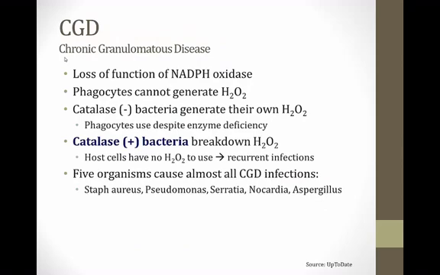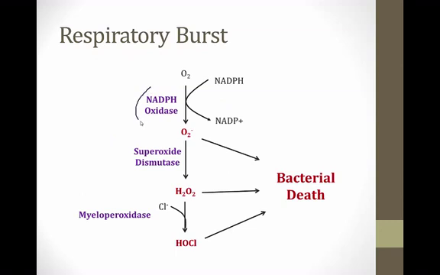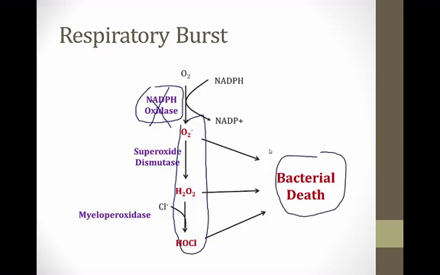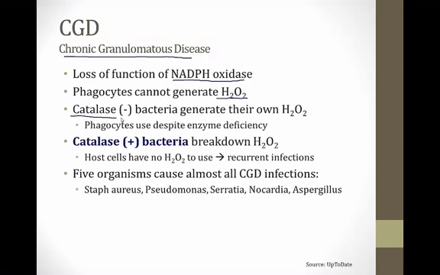There is an important clinical correlation of the respiratory burst, and that is the condition chronic granulomatous disease. This occurs in people who have lost function of the enzyme NADPH oxidase, and therefore their phagocytes cannot generate hydrogen peroxide. If we go back a slide, you can see that NADPH oxidase is the enzyme that starts this whole process going. So people who are deficient in this enzyme cannot generate any of these molecules that lead to oxygen-dependent bacterial death. Interestingly, there are bacteria that lack an enzyme called catalase. These are called catalase-negative bacteria, and they generate their own hydrogen peroxide, and the phagocytes can steal or hijack the bacterial hydrogen peroxide and use it despite their enzyme deficiency.